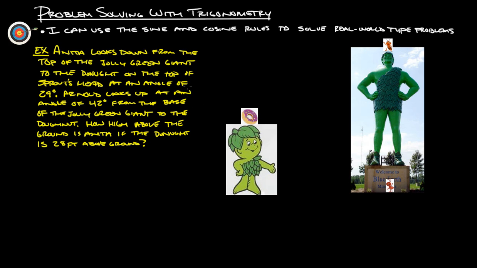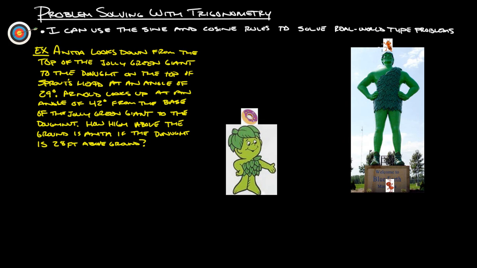Okay. Sorry, let's see. It's to the top of Sprout's head at an angle of 29 degrees. Okay, so this angle looking down is 29 degrees. Arnold looks up at an angle of 42 degrees. Here's Arnold, from the base of the Jolly Green Giant to the donut. How high above the ground is Anita if the donut is 28 feet above the ground?